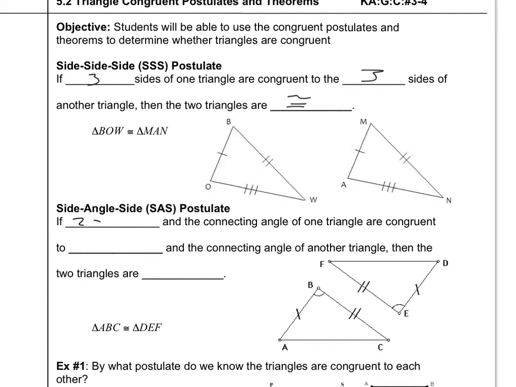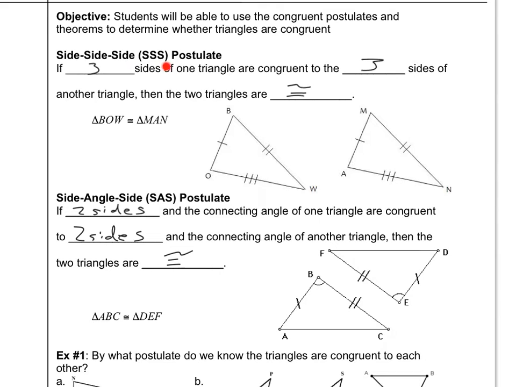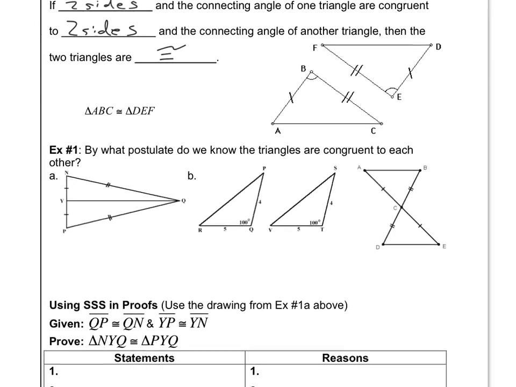And this says if two sides and the connecting angle, meaning if you have two sides here and the angle in between, of one triangle are congruent to two sides and the connecting angle of another triangle, then the two triangles are congruent. So now if all you know is these two sides and the angle in between are congruent to these two sides and the angle in between, then that's enough to say that all of the parts are congruent, that the whole triangles are congruent to each other. So see, we only need three things to prove that all the parts are congruent. SSS or SAS. And there's more, but let's just talk about these first two.